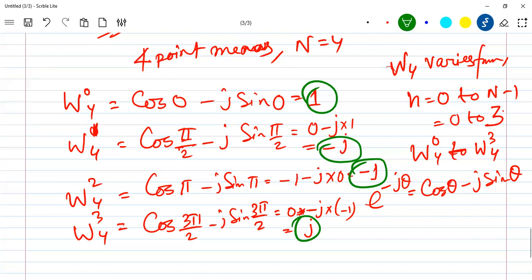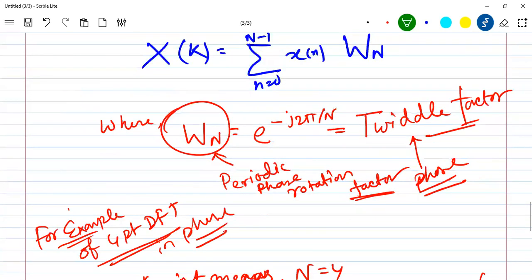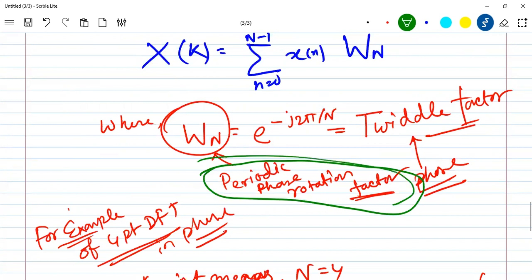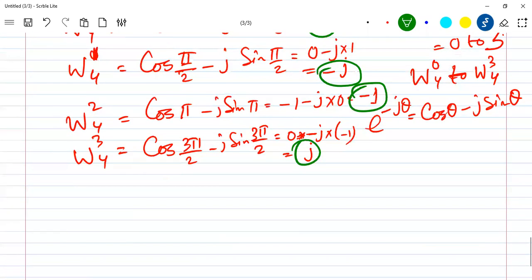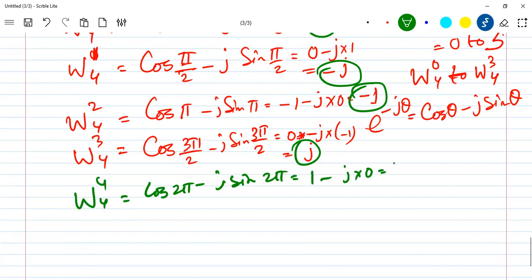Clear, guys? Now, previously I told you a few minutes back, this is basically the periodic phase rotation factor. Why do we call this a rotation factor? Before that, I try to find another value, W44. Anyone please find out quickly? W44 means cos minus j sine 2 pi. What is the value? 1 minus j into 0, that is 1. Is that clear?